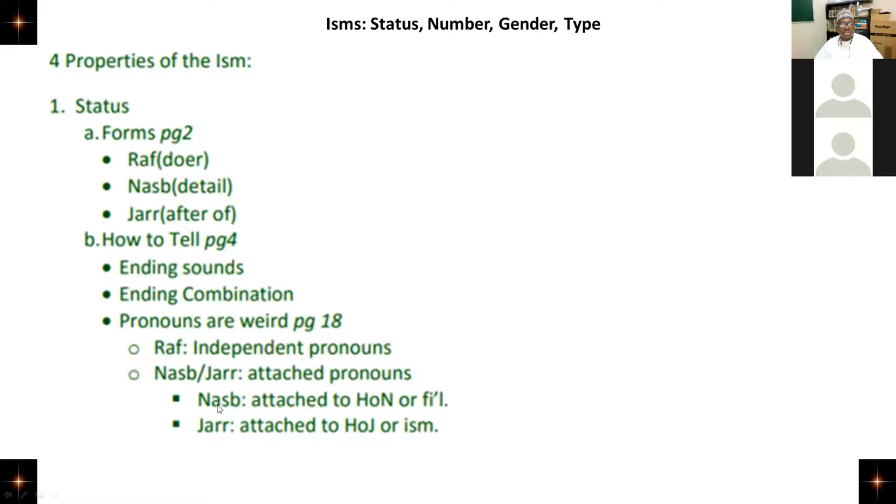Huwa, huma, hum, hiya, huma, hunna, anta, antuma, antum, anti, antuma, antunna, ana, nahnu. And then the attached equivalent of all the pronouns can either be in nasb or jar status, okay? It will be in nasb status when it's attached to a fi'l, and in jar status when attached to an ism. And those attached pronouns are hu, homa, hum, ha, homa, hunna, ka, kuma, kum, ki, kuma, kunna, i, and na.